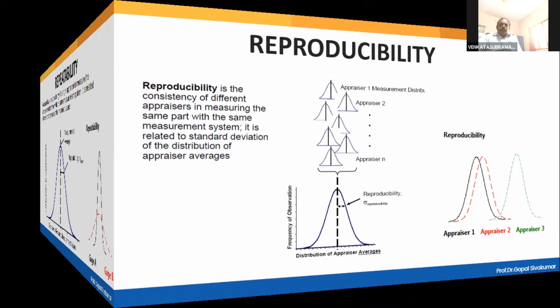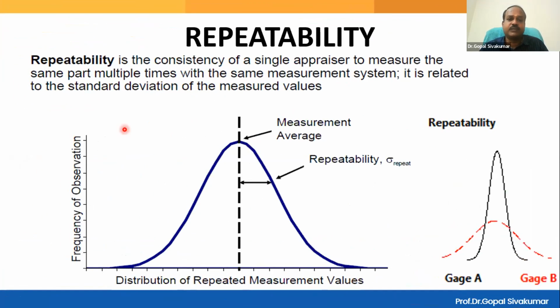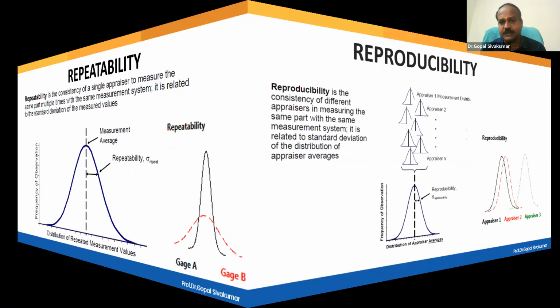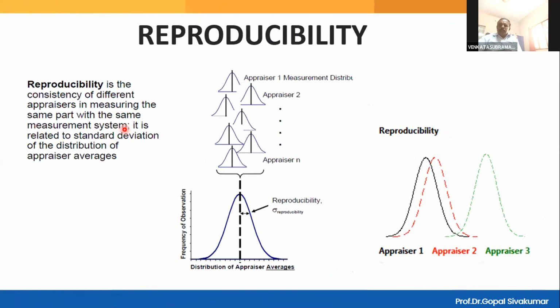When you are employing only one appraiser, if there is an inconsistency in the reading, that is called repeatability error. When you are employing multiple appraisers and they don't agree with each other, the inconsistency is called reproducibility error. All of you understand what is repeatability error and what is reproducibility error? Yes. If you alone measure a product 10 times and you see a variation, is that variation repeatability error or reproducibility error?